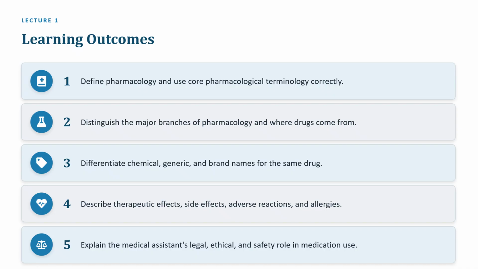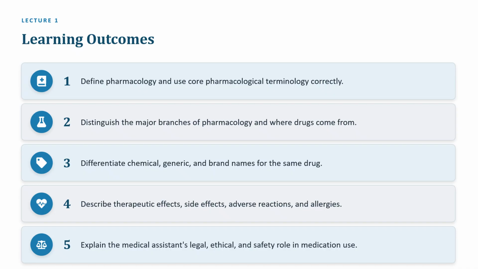Fourth, describe the full range of drug effects, from the helpful therapeutic effect to side effects, more serious adverse reactions, and true allergic responses, because recognizing the difference can protect a patient. Fifth, explain where you as a medical assistant fit into safe medication practice from a legal, ethical, and safety standpoint. Notice that these outcomes move from words to naming to actions to your professional responsibility.